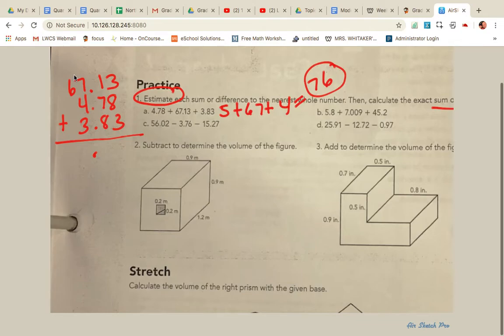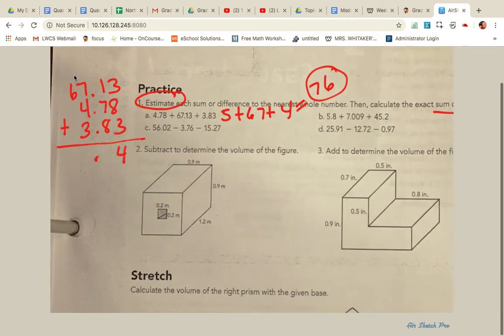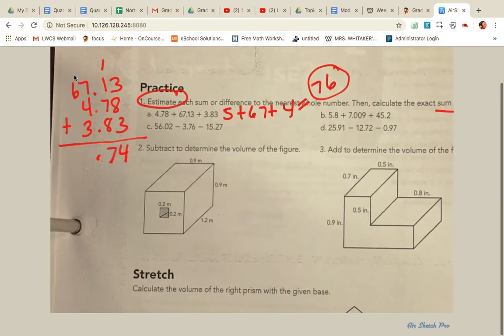So 8 plus 3 is 11, plus 3 more would be 14. Regroup your 1. 8 plus 1 is 9, plus 1 more would be 10, and then plus 7 is 17. Regroup your 1. I always try to get 10, so that's why you might see me jumping around. I know 7 and 3 give me 10, plus 4 would be 14, plus 1 more would be 15. Regroup my 1, and then I get 7 when I do 6 plus 1.